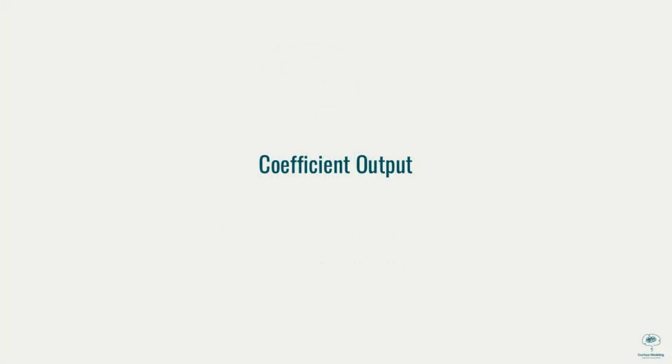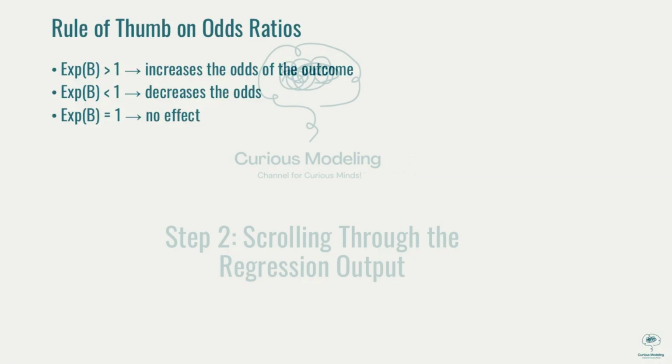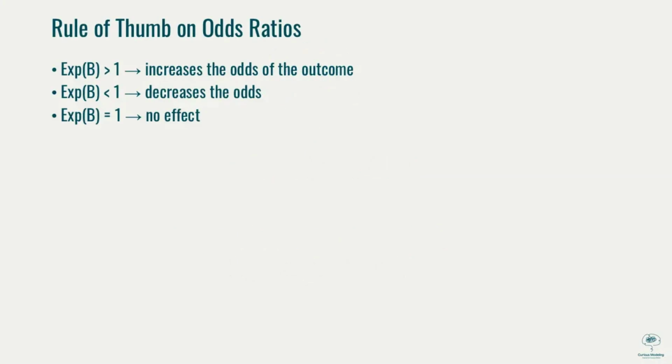So let's extend what we have in the coefficient output. So first things first, the rule of thumb on odds ratios. An exponent B greater than 1 says that it increases the odds of the outcome conditional on a 1 unit increase or the presence of it. Whereas an exponent beta of under 1 says it decreases the odds, and if equal to 1 or close to it and not statistically significant, we say it has no effect.